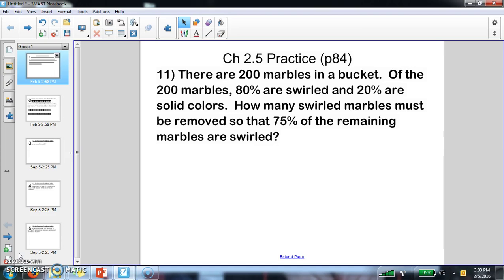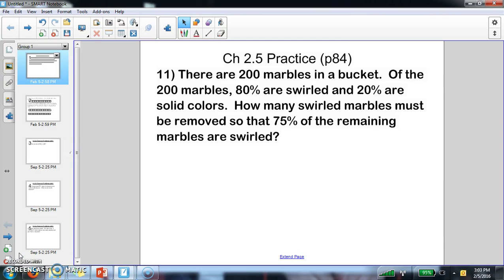So in this problem, there's 200 marbles in a bucket. 80% are swirled and 20% are solid. How many swirled marbles must be removed so that 75% are swirled? So we're going to remove some swirled to decrease it from 80 to 75%. So that's the key thing here.